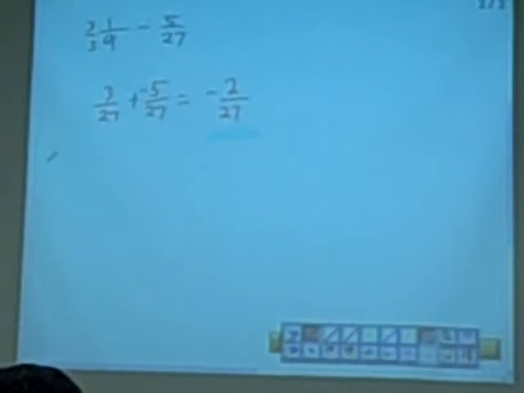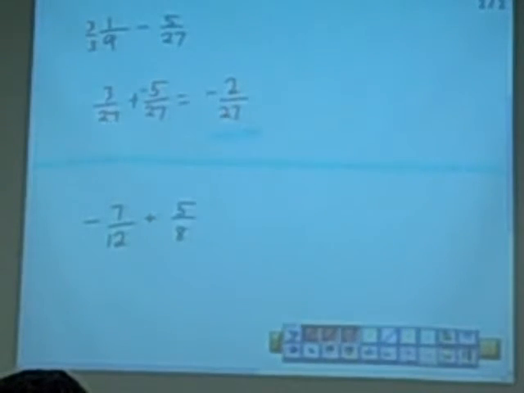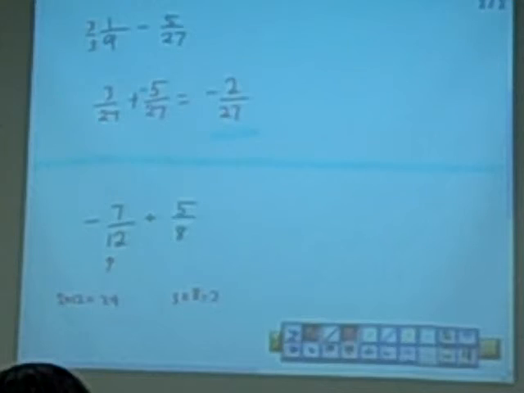Alright, so now if we have negative 7 over 12 plus 5 over 8, we can't multiply 8 times something and get 12, right? So what we need to do is get a common denominator. And the easiest way to get a common denominator is start with the largest denominator and just start multiplying. 2 times 12 is 24. So can we say 8 times something gives us 24? Yeah, we can say that 8 times 3, right, is 24.